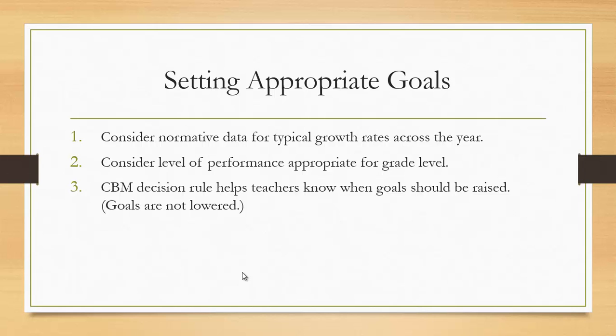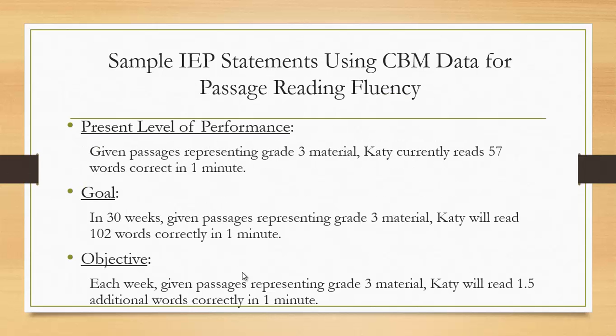I think that sends a precedent that you can't achieve at a certain level. And so even though you may not meet that goal by the IEP year, you still do not want to hold an IEP meeting to lower a goal. That's probably not the most appropriate thing to do. So this would just be some IEP statements for using CBM data.